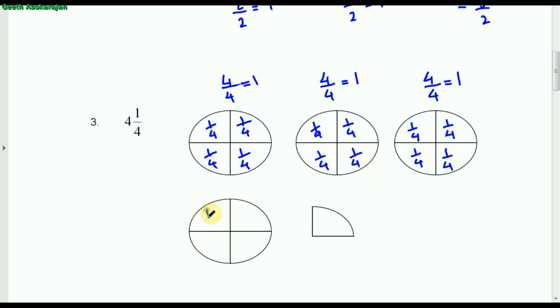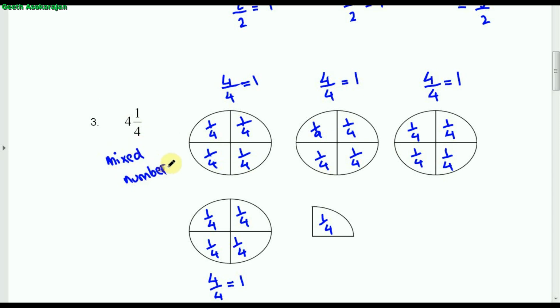And we have another whole which is comprised of four quarters: 1/4, 2/4, 3/4, 4/4, and 4/4 is another whole. So how many wholes do we have? We have 1, 2, 3, 4. So we've got 4 wholes with an extra quarter. Okay, so you can picture 4 1/4 in this way. And let's write 4 1/4, the mixed number. Remember, we call this a mixed number or mixed fraction.